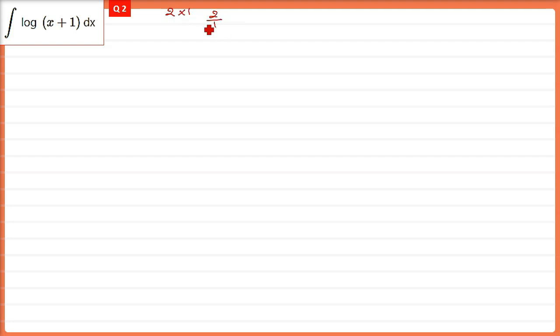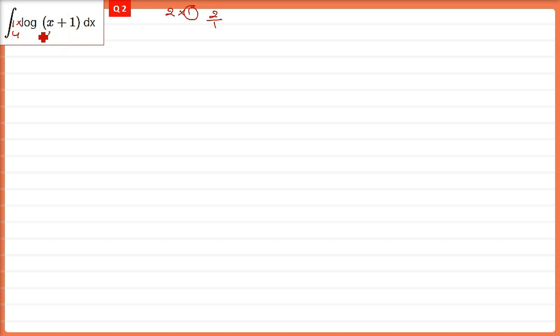See, 2 into 1 is 2. 2 divided by 1 is 2. That is, 1 is already multiplied with every number, every term. So you can assume that there is a 1 here. So we are assuming that there is a 1. So we are dealing with 1 into log x plus 1. So one of the functions will be a constant term which is 1.